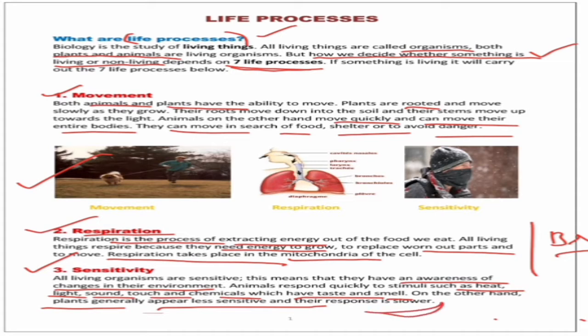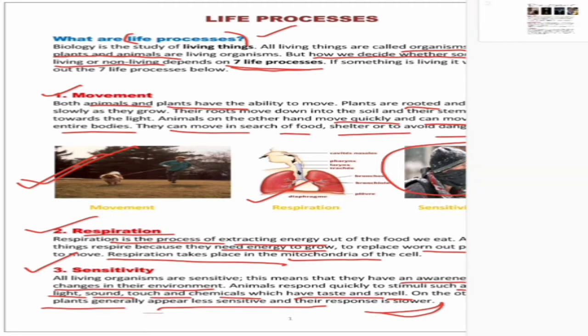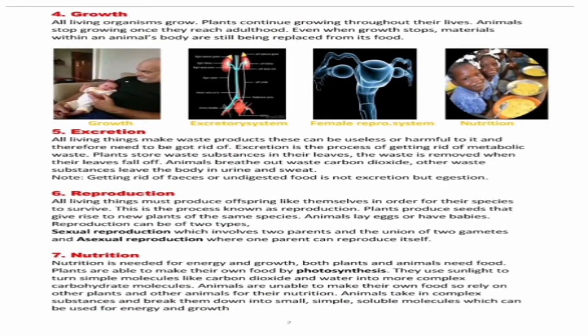So here is the diagram which I have shown for movement. Another one is for respiration, and the third one is for sensitivity. If you look at this person, the surroundings may be a winter season or something, and the person is protected well because the person is aware of what happens around, right? So next is growth.